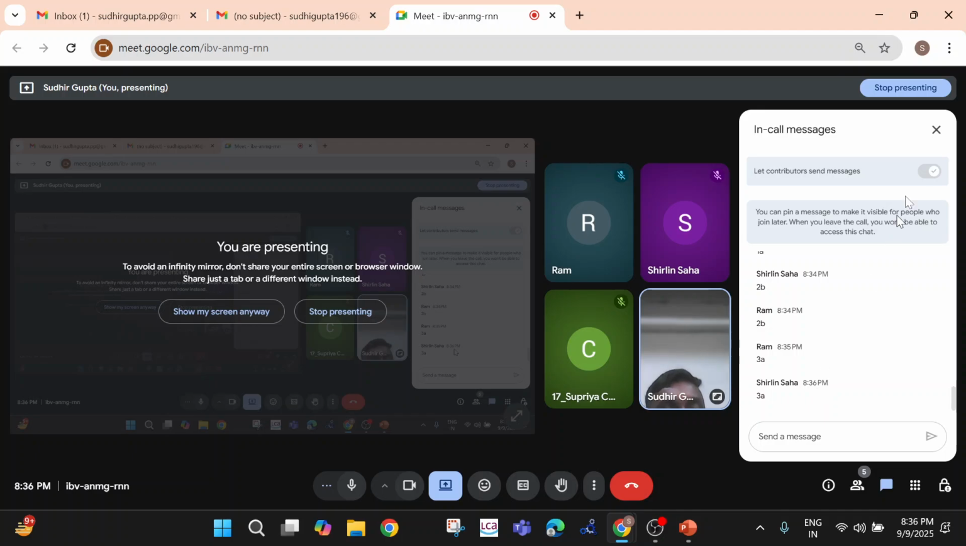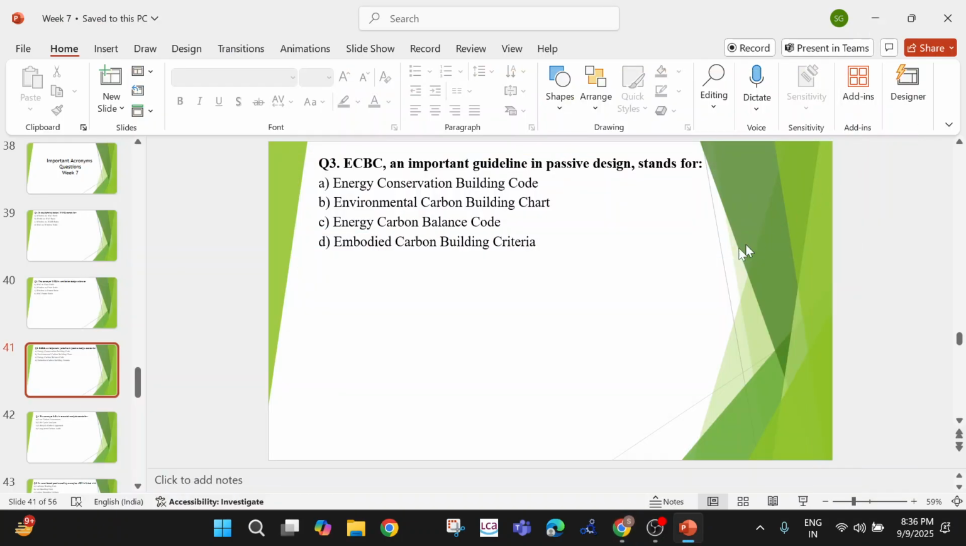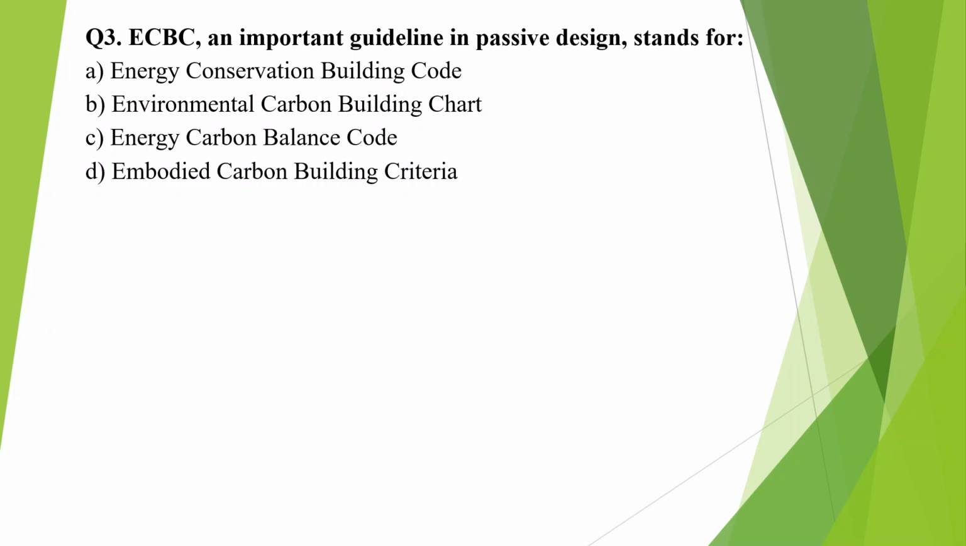All of you give your answers for this question number 3. Okay, 3A. So most of you are marking energy conservation and building code. This is the correct answer. ECBC refers to energy conservation and building code. So these are the acronyms, so I'm not discussing them in detail. I'm just trying to make you recall or practice these short forms so that in the lecture, when they are used several times, you will be able to relate to them directly.